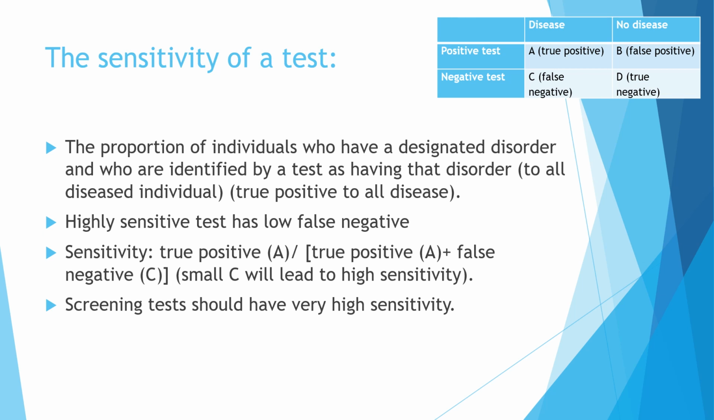And in general, when you're doing a screening test, you'd like to get tests that are highly sensitive. So sensitivity again is the proportion of the individuals who have the disorder and shown by the test to be positive in comparison to the whole population of the diseased persons. So it is the proportion of A to A plus C. You want to have low C to have a highly sensitive test. If you're doing a screening test, you'd like to get a highly sensitive test.